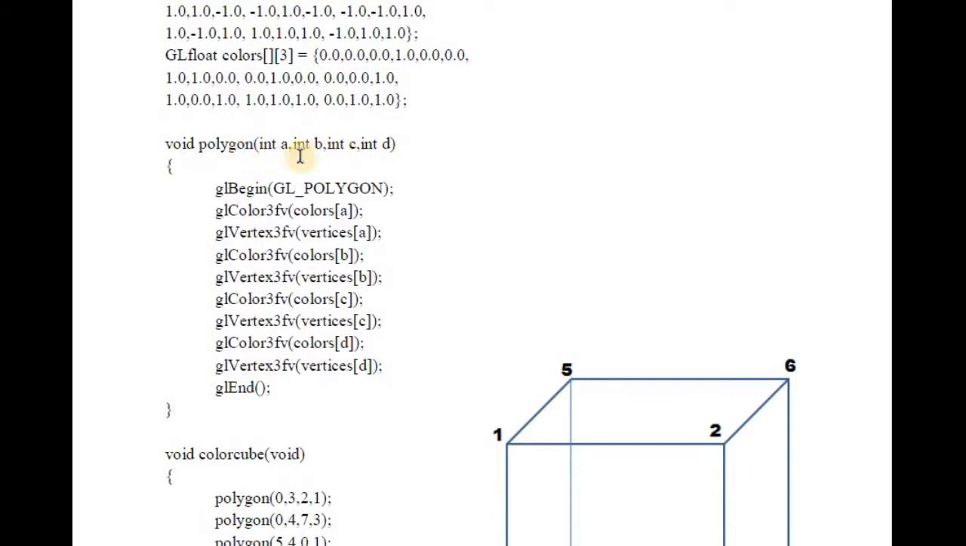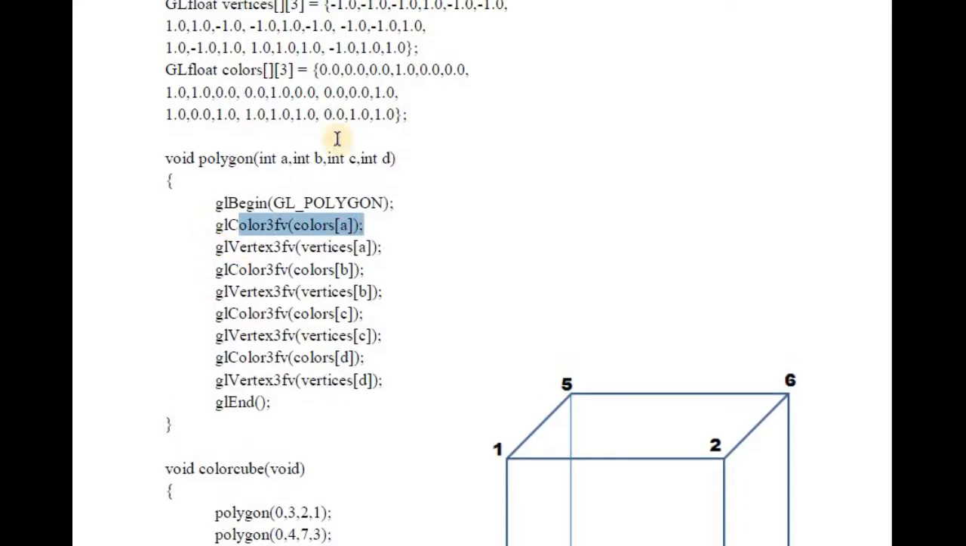And next is this polygon. Polygon is the method where you pass the a, b, c, d values. And here if you look at this, there are color values. These color values you can give anything.